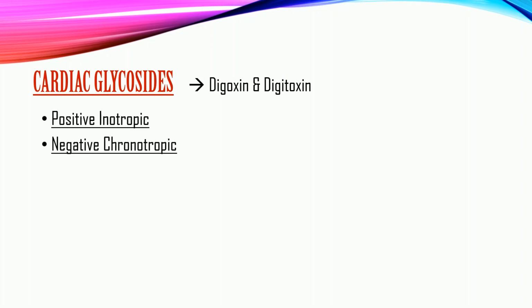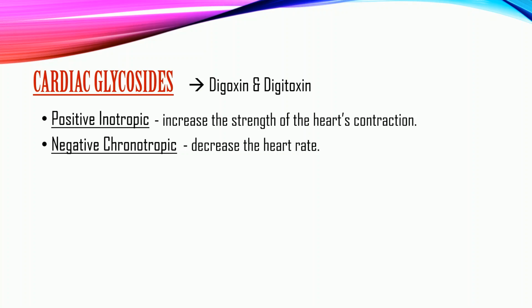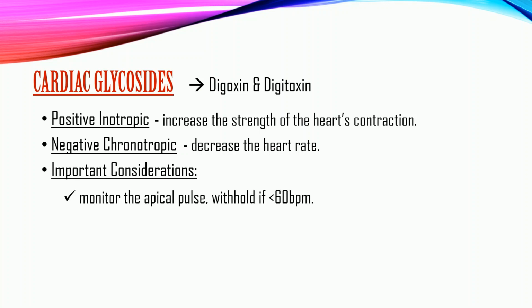The first on our list are cardiac glycosides. The common examples of these medications are digoxin and digitoxin. What are cardiac glycosides? They have positive inotropic and negative chronotropic effects, which means they increase the strength or force of the heart's contraction and decrease the heart rate. Therefore, we should monitor the apical pulse of the patient before administering these kinds of medications. If less than 60 beats per minute, withhold the drug.